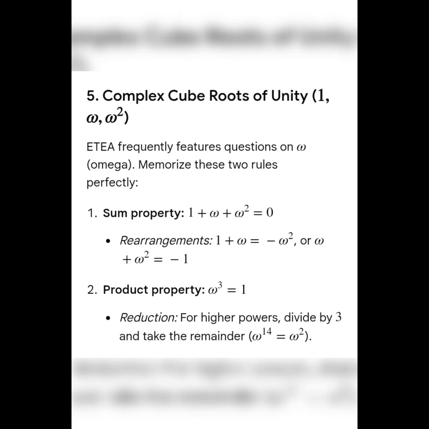The complex cube roots of unity: 1, omega and omega square. ETA frequently features questions on omega. One, that is 1 plus omega plus omega square is equal to 0. By rearranging, 1 plus omega is equal to minus omega square, and omega plus omega square is equal to -1, and omega cube is equal to 1.